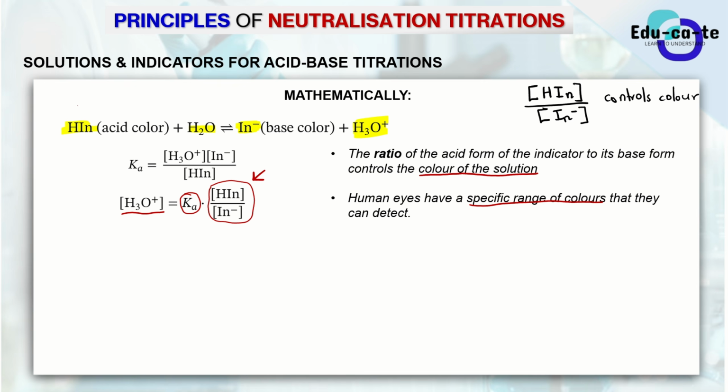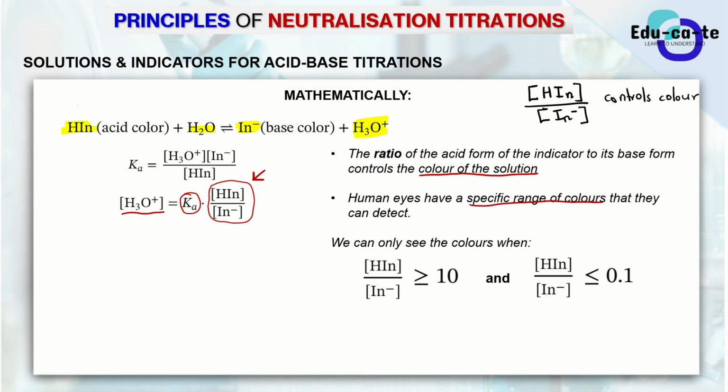So for humans, we can only detect the color change of an indicator provided that this ratio that I've already talked about is greater or equal to 10, or less or equal to 0.1. It means that for us to be able to see this color change whenever you have reached your endpoint, you need this ratio to be greater or equal to 10, or you need the ratio to be less or equal to 0.1.